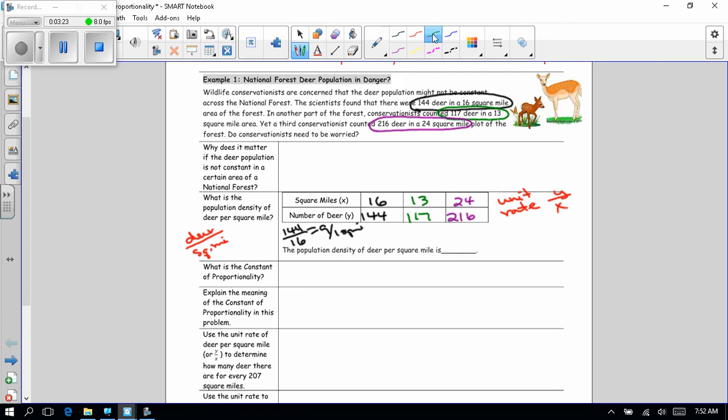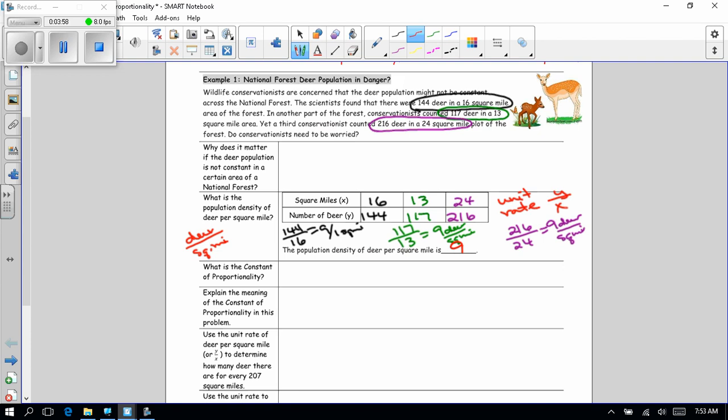All right? If I take the 117 and divide by the 13, I get 9 deer per square mile. Well, at least those two are consistent. Is it constant when I take the 216 and divide by 24? Yep, I get 9 deer per square mile. So the population density of deer per square mile is the magic number 9, right? There are 9 deer per square mile.